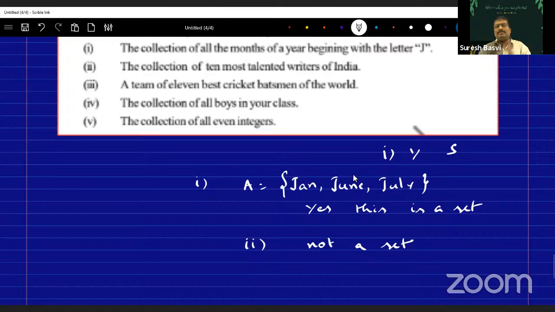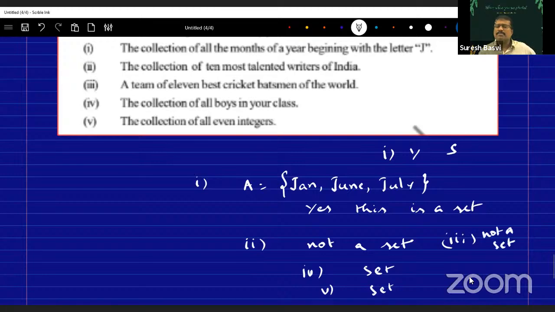So there are differences. That's why this is also not going to be a set. The collection of all boys in your class. It is a set. If you write down the names, it becomes a set. The collection of all even integers is also a set. So the third and the second are not going to be sets.